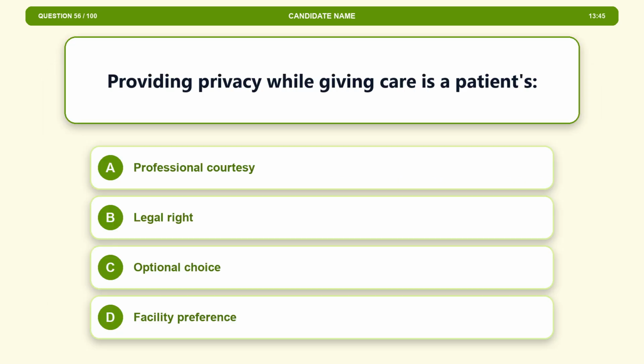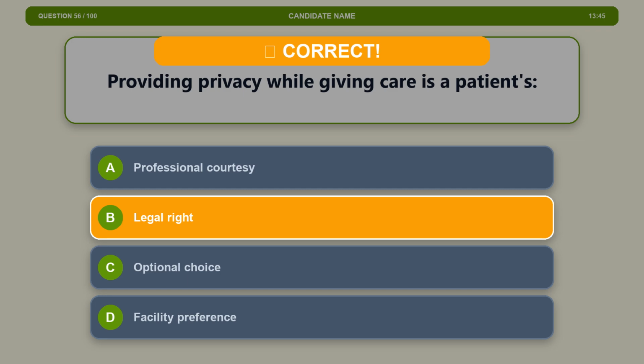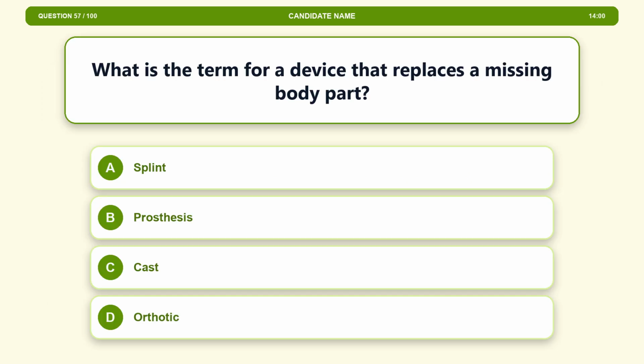Question 56. Providing privacy while giving care is a patient's: Option A, professional courtesy. Option B, legal right. Option C, optional choice. Option D, facility preference. The correct answer is option B, legal right. The right to privacy and confidentiality is a core legal right of every resident under the Residents' Bill of Rights and OBRA regulations.